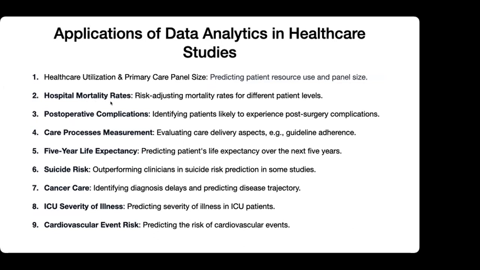Another one is what we call risk adjusting mortality rates for different patient levels. We call it hospital mortality rate. So analytics are now being used to adjust mortality rates for different patient risk levels, giving a more accurate picture of hospital performance. So we are talking about hospital performance, if you want to rate the hospital performance.